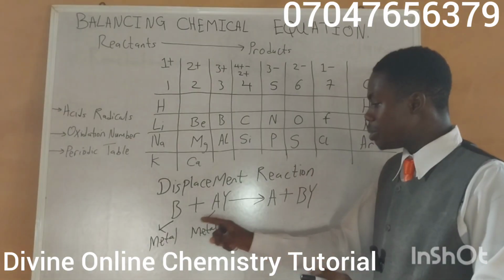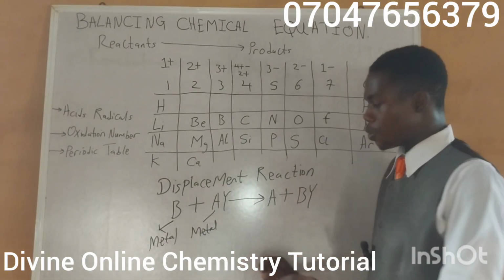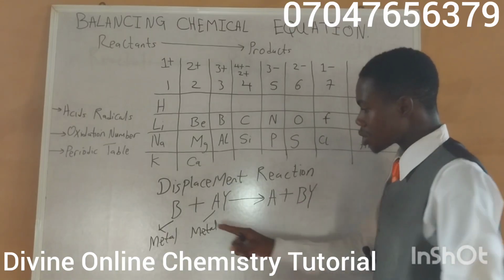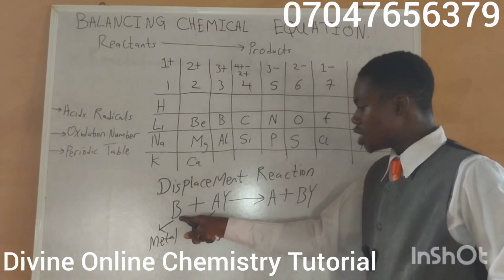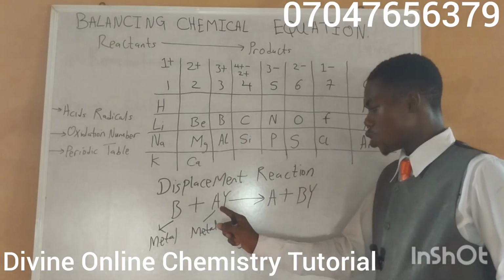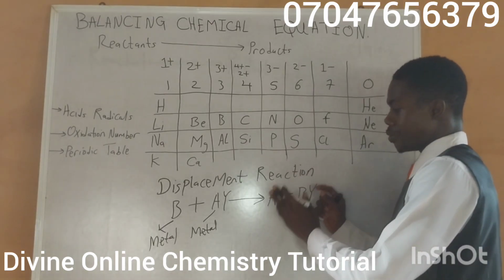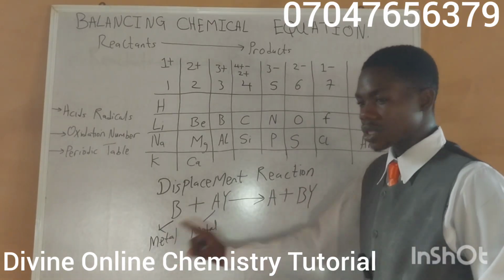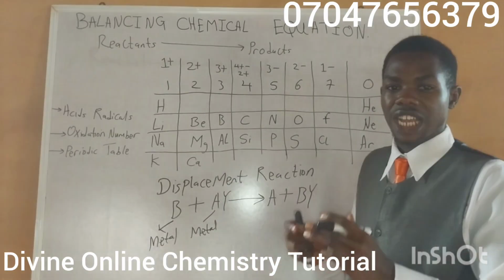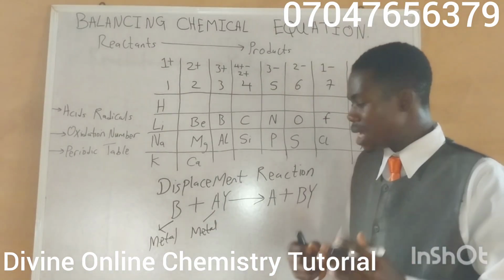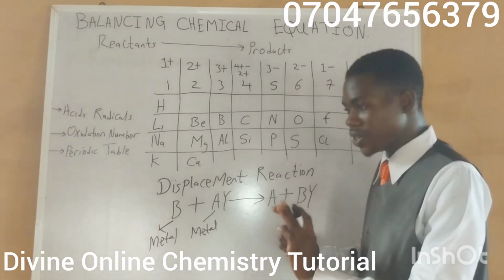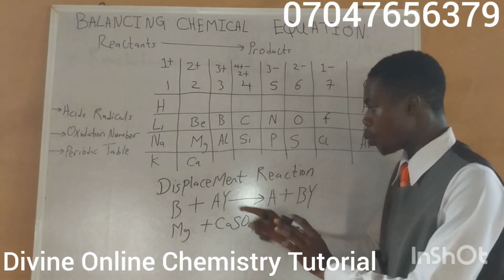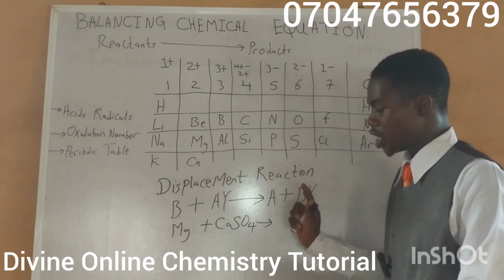So whenever you are given an equation like this to balance, please take note that B will always replace A for the product to be formed. So this is just an illustration. Now let's use some compounds and elements to explain this displacement reaction very well.